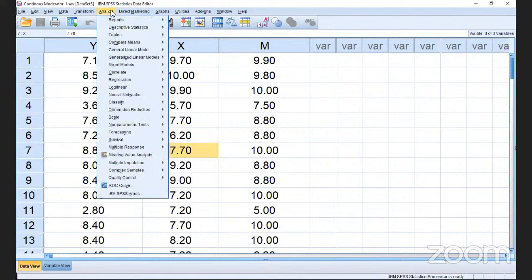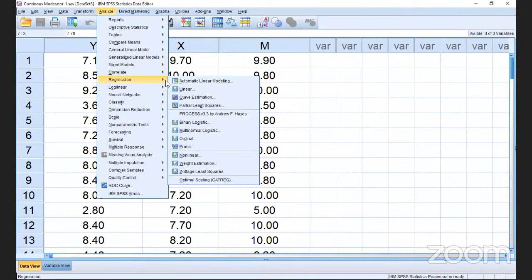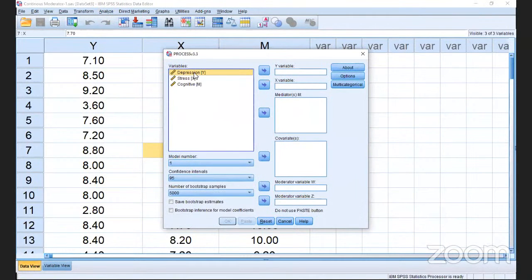So analyze, regression, and PROCESS. It is for both quantitative predictor variables. Analyze, regression, PROCESS. So depression I have transferred in the variable box, and stress is the independent variable, meaning high stress, high depression, low stress, low depression, and cognitive, meaning negative cognition, that is the moderator.